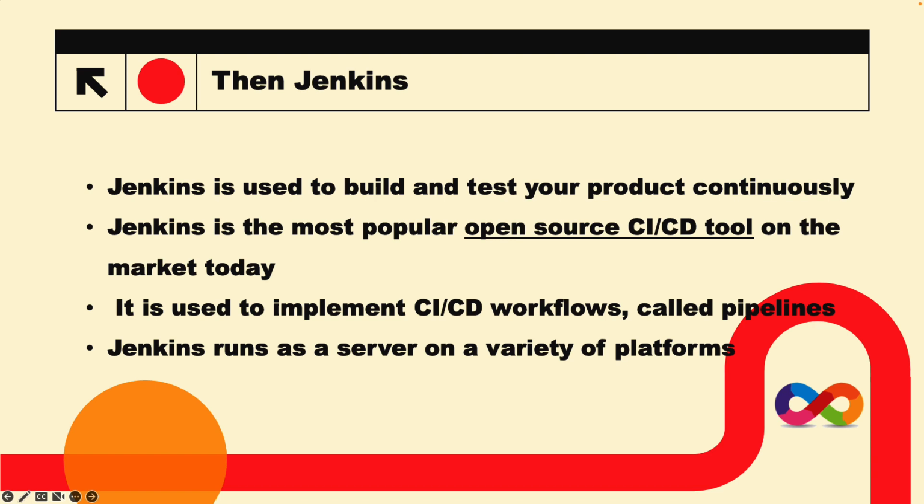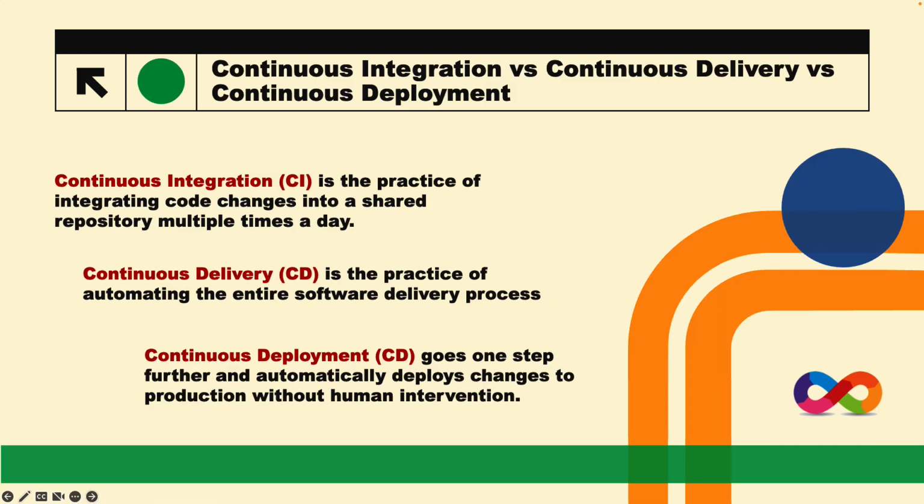By automating the code integration, testing, and delivery process, Jenkins promotes faster, more agile development and improvement in the overall software development lifecycle. What's the difference between integration, delivery, and deployment? Continuous integration is the practice of integrating code changes into a shared repository multiple times a day. Automated tests are run to ensure that changes do not break the existing codebase. Continuous delivery is the practice of automating the entire software delivery process, including building, testing, and deploying changes to production. Continuous deployment goes one step further and automatically deploys changes to production without human intervention.